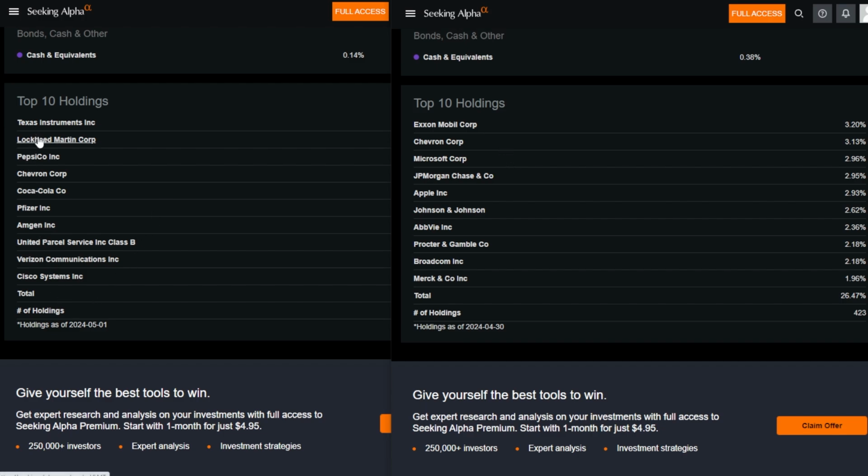Some of these names in here definitely grow their dividends quickly, and I know that because I hold some of them on a single-stock basis. But so far so good. I wouldn't say these are necessarily my favorite companies across the entire market, but honestly not complaining. Now, DGRO's top 10 companies: Exxon, Chevron, Microsoft, JP Morgan, Apple, Johnson & Johnson, AbbVie, Procter & Gamble, Broadcom, and Merck. Now, honestly, you'd probably call me crazy if I were to say that SCHD's top 10 holdings are better than that of DGRO.